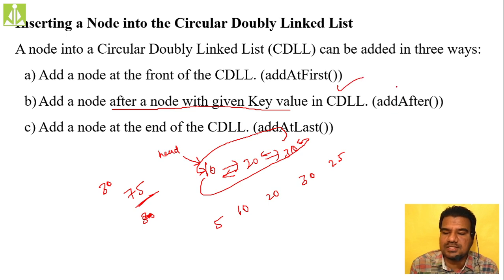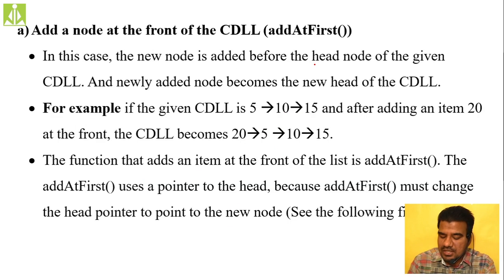Who will do the job for us? Add after. Adding a node at the first, add first will do. Adding a node at the last, add last will do. So like this, three functions we have to discuss. Quickly we do them one by one. First we start with add first. In this case the new node is added before the head node of the given CDLL, and the newly added node will become the head node.